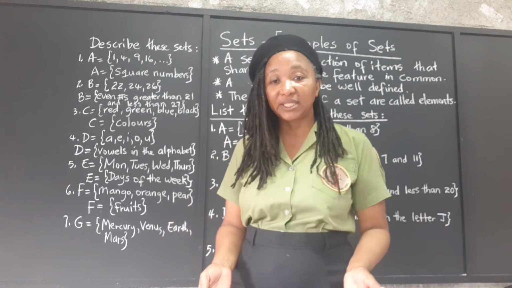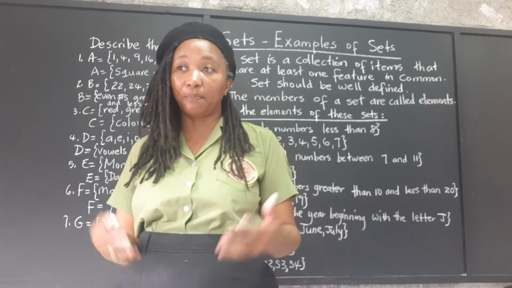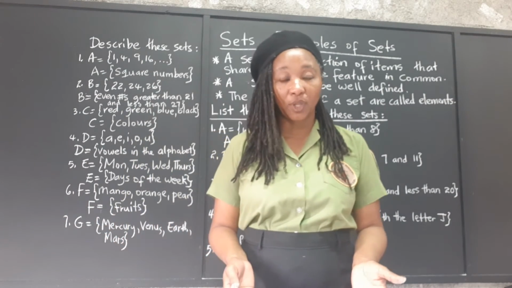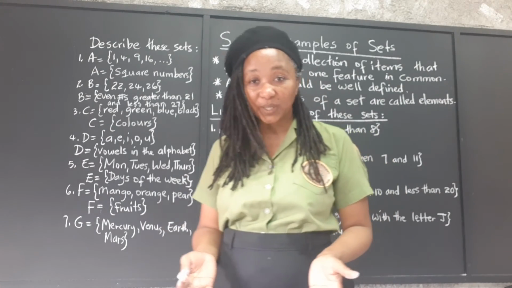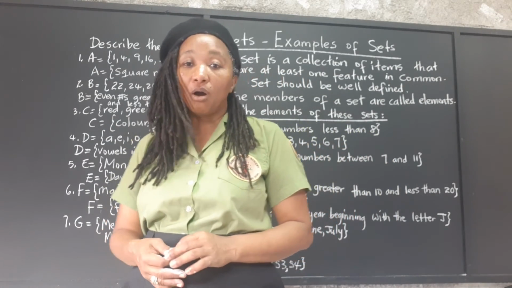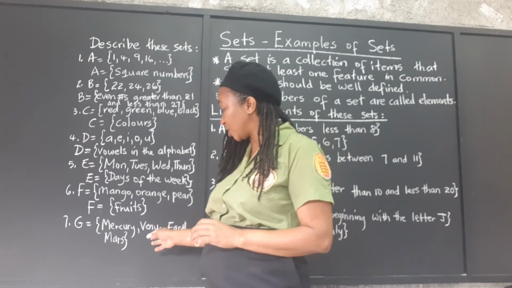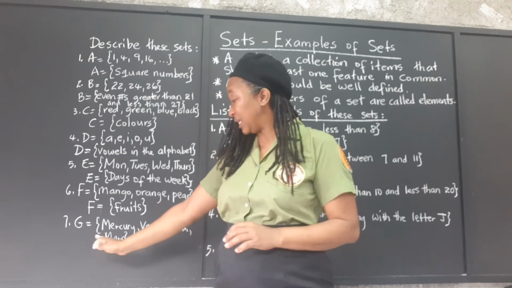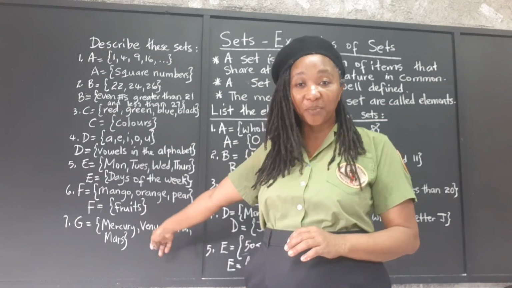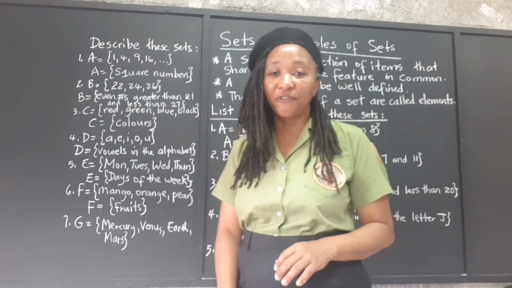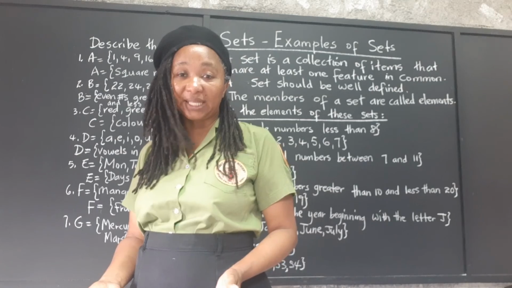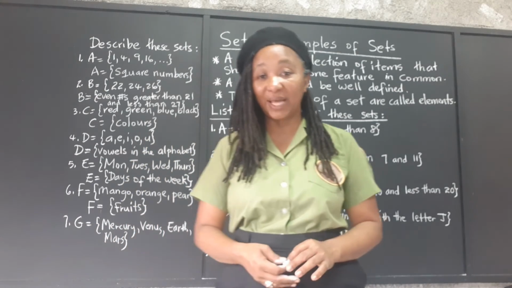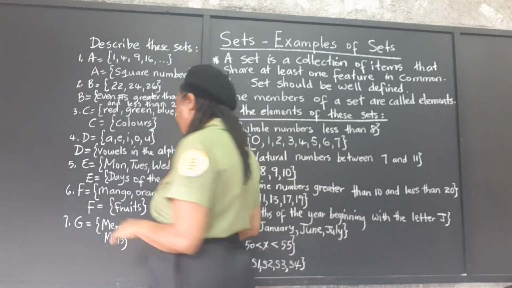And set G: Mercury, Venus, Earth, Mars. A general definition would be planets, or planets in the solar system. A more specific definition, if you know your planets well, you would know these are the 4 inner planets, or the 4 terrestrial planets, the land-based planets. So if we want to be specific, let's write that.